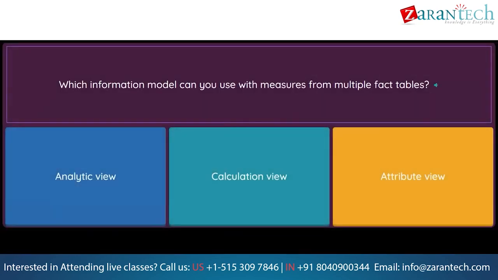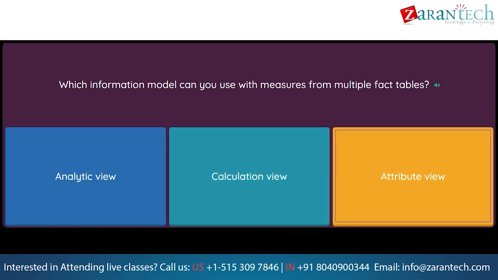Question: which information model can you use with measures from multiple fact tables? Option 1, Analytic View. Option 2, Calculation View. Option 3, Attribute View.